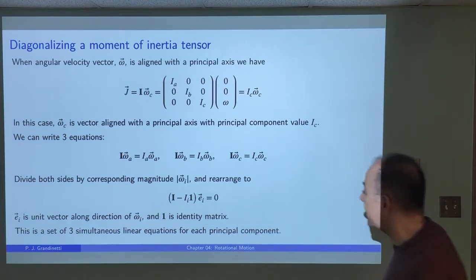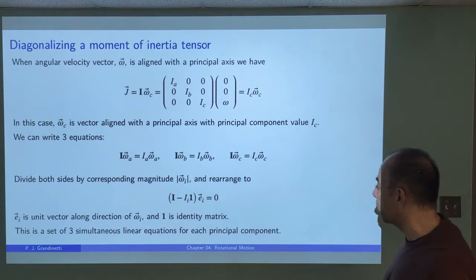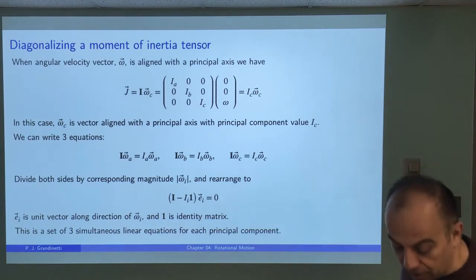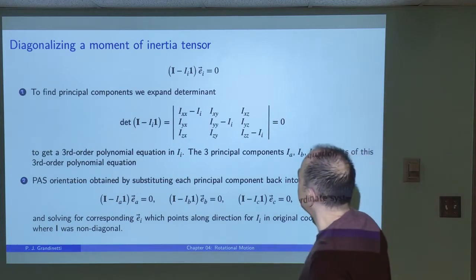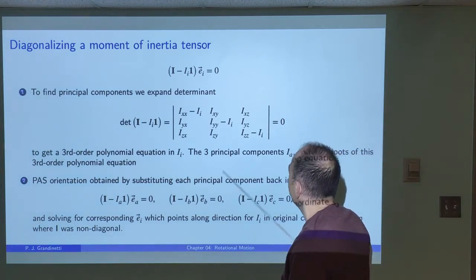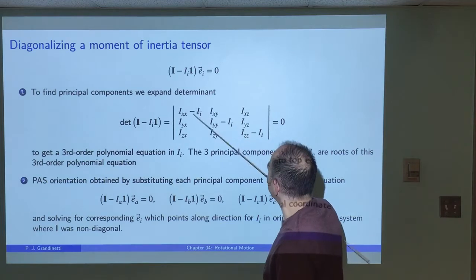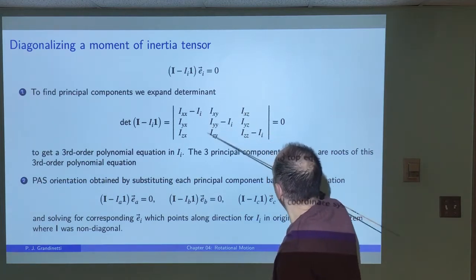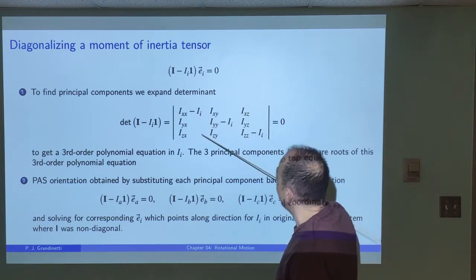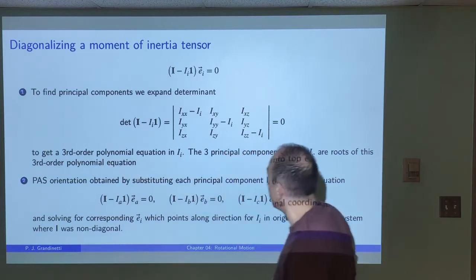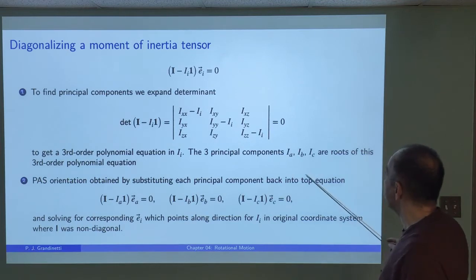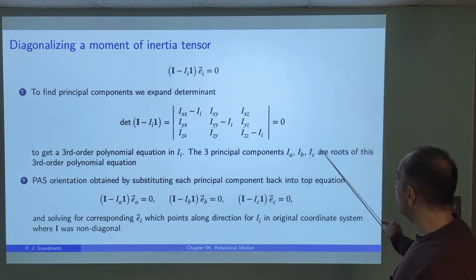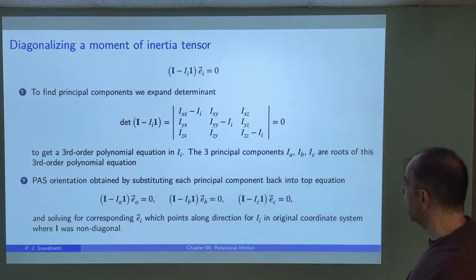That gives us a set of simultaneous equations. This is a set of three simultaneous linear equations. Now, if we want to solve those, we know the way to do that is to write it out as a determinant. So what I'm going to do is take these three equations, write them out as a determinant, and if I expand that determinant, I'm going to get a third order polynomial in the principal component values, and the roots of this polynomial will be our three principal component values, IA, IB, and IC.